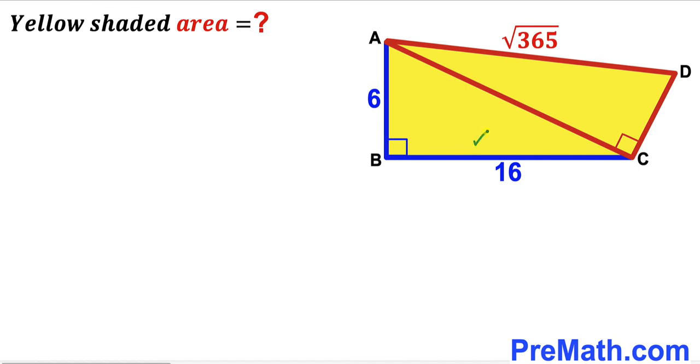This yellow shaded quadrilateral ABCD consists of two right triangles: right triangle ABC and right triangle ACD, as you can see in the given diagram, such that side length AB is 6 units, side length BC is 16 units, and finally side AD is square root of 365 units. Bear in mind that these are our 90-degree angles. Our task is to calculate the area of this yellow shaded quadrilateral ABCD.